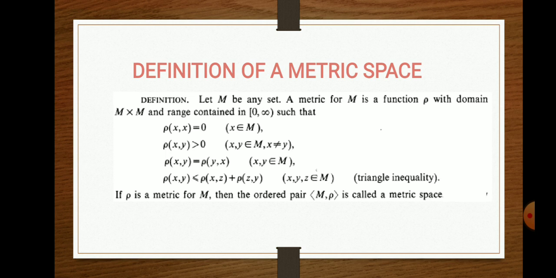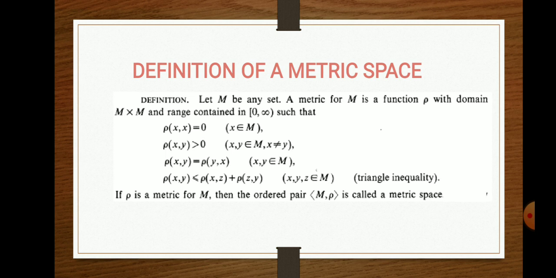So there is no variation. And the last condition is the triangle inequality. The distance from x to y is always less than or equal to the distance from x to z plus the distance from z to y. First you measure the distance from x to z, and then the distance from z to y. Take the sum, and that sum value is always greater than or equal to the distance between x and y.